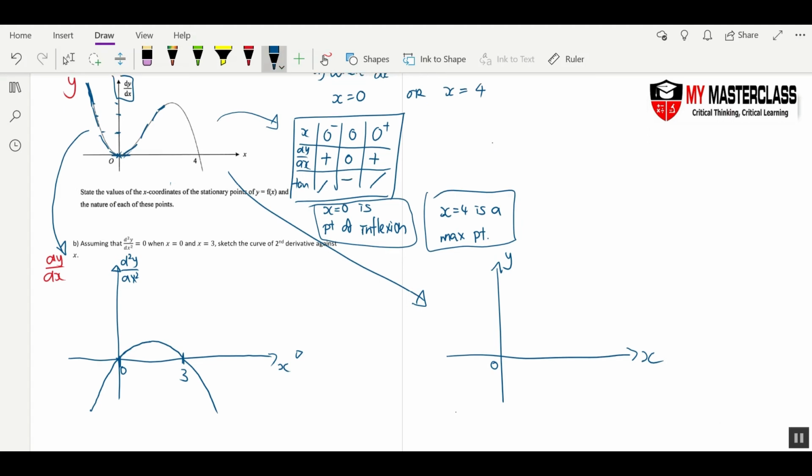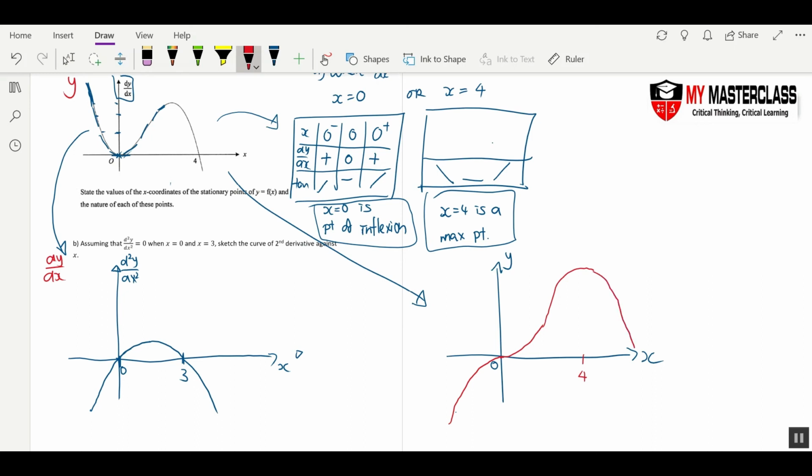Point of inflection, and then it must follow. So this guy is a down, flat, upwards. Okay, at 0 is a point of inflection. So how does it look like? It will start from here, go to here, and then go upwards. All right, and then it will turn when x is equal to 4. So you just put a 4 here. Yeah. So this is your y equals f(x) curve.